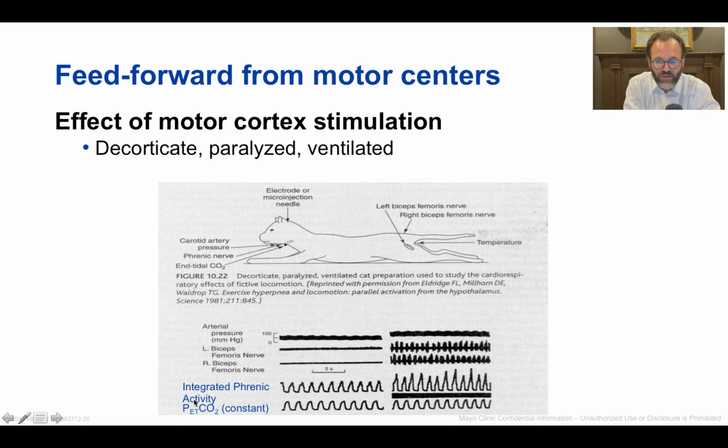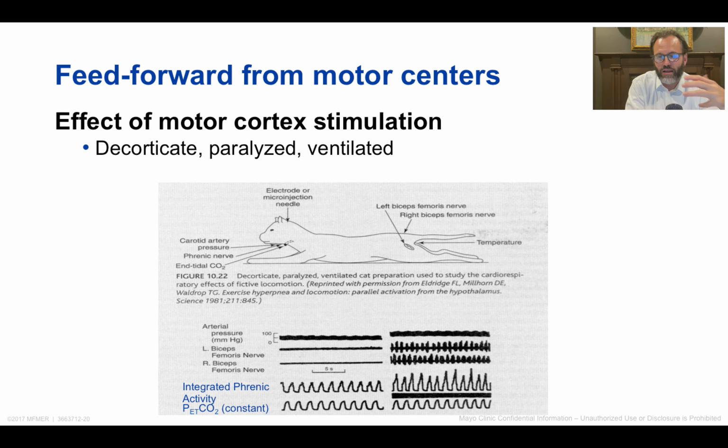And then what you see here is integrated phrenic activity. So again, an apparent increased drive to breathe that's occurring concomitant with increases in the attempt to fictively locomote. And the entire time, the animal is being ventilated, so there are no changes in blood gases whatsoever.